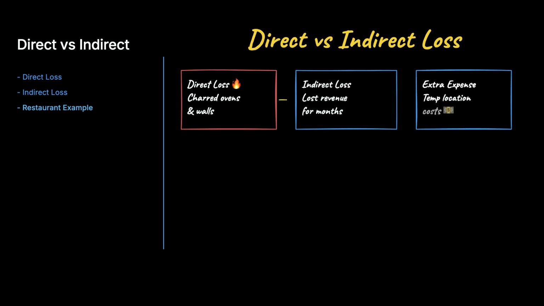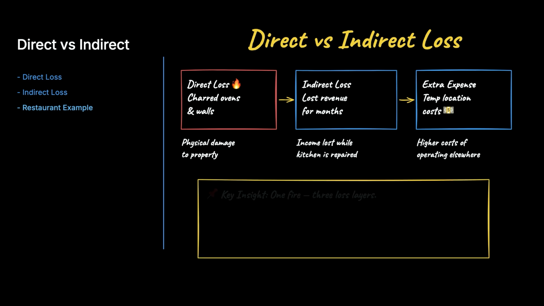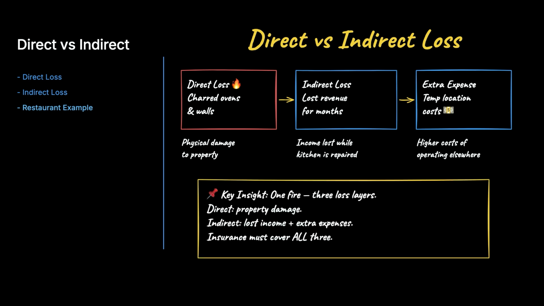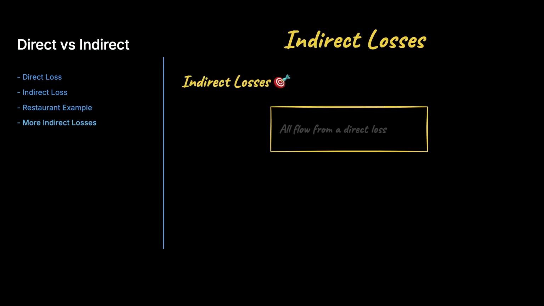A restaurant kitchen is destroyed by fire. The charred ovens and walls are the direct loss. But while repairs drag on for months, the restaurant earns no revenue, and that lost income is the indirect loss. Another is extra expense, the added cost of running from a temporary location. There are more indirect losses worth knowing.